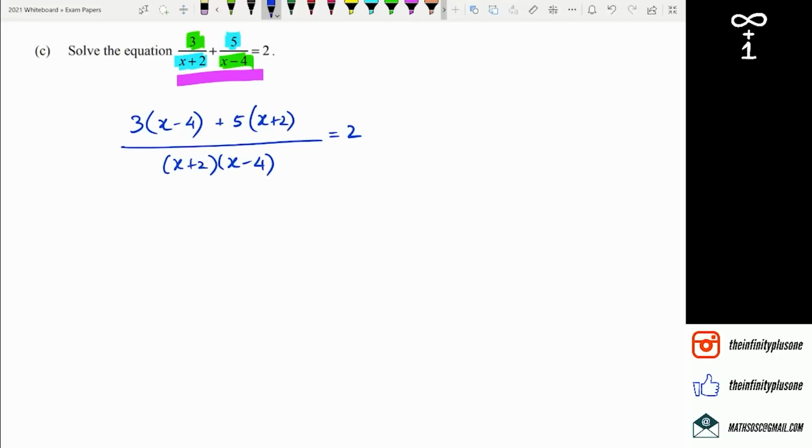So at this point, what we need to do is expand the numerator. That means I've got to go 3 times x and 3 times negative 4. When I do that, I'm going to get 3x minus 12. And I repeat the process for the second bracket. So I've got 5x and 5 times 2. Excuse me. You're going to get 5x plus 10.